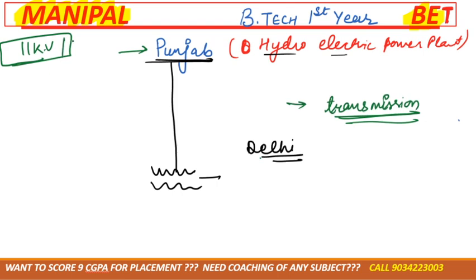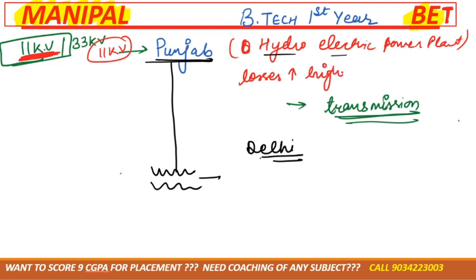Generation happens at 11 kilovolt or 33, but most of the time generation in India is at only 11 kilovolt. So transferring at 11 kilovolt to Delhi is a very low voltage, because in this case the losses will be very high. Losses increase. So what do we want? Do we want to increase the losses or decrease the losses? Tell me. Decrease.